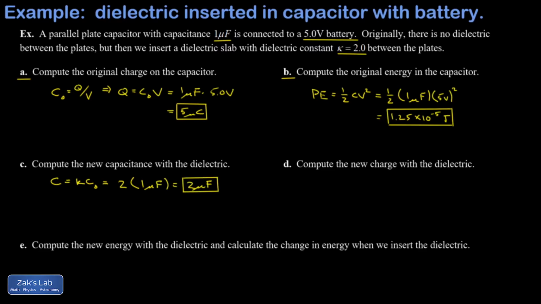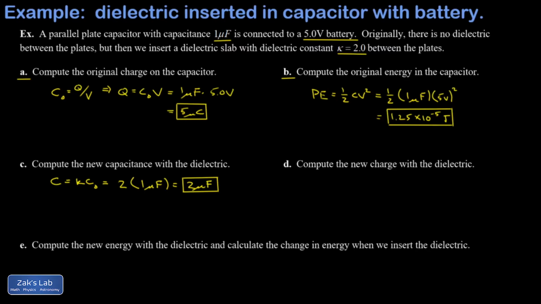In part D, I'm asked to compute the new charge on this capacitor when the dielectric is added. So this is where you have to start thinking carefully about what's going on here. When I add that dielectric into the capacitor, for a brief moment, the electric field is diminished between the plates, and that means the potential difference is diminished between the plates. And that battery, because it's still connected, is going to react by pumping more charge onto the plates to get that potential difference back up to 5 volts. So the charge should increase here.